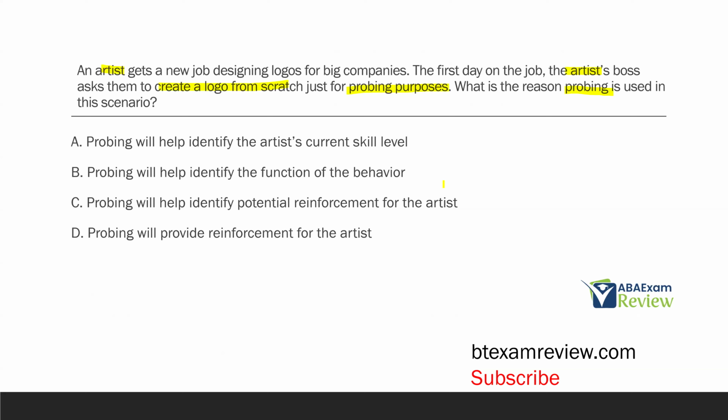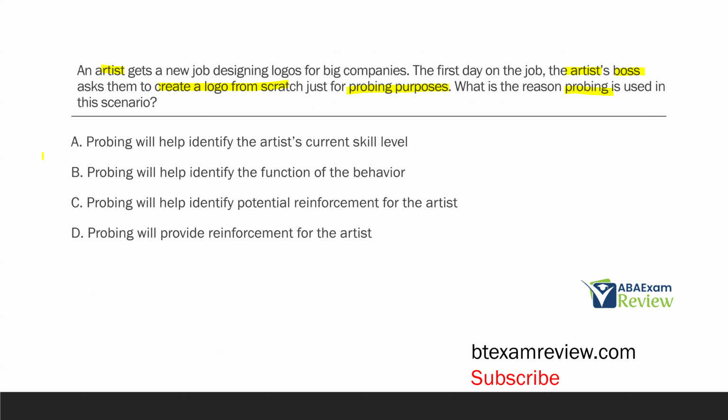Now, why do we probe? We probe because we want to see the current level of a skill or a behavior before any teaching has occurred. Now, you might say, well, that sounds like baseline. And more or less, you're right. When we take baseline, we're actually taking data, it's systematic. Probing can be a lot more fluent, where we're just simply asking somebody to do something and seeing if they can do it. So, by asking this artist to create a logo from scratch, the boss is going to get a pretty good idea of the artist's skill level. And that's the whole idea behind probing.